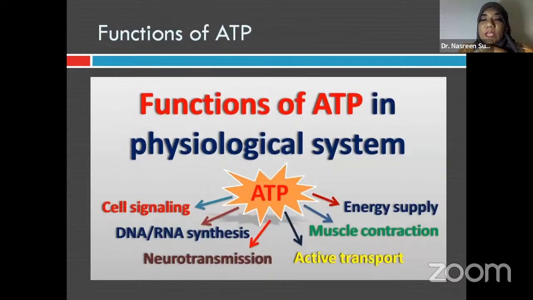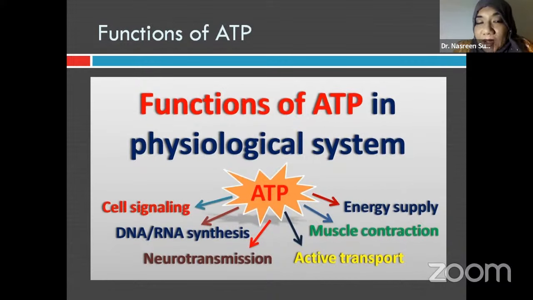Now coming to the last section, that is the functions of ATP. What are the functions of ATP? Just remember this diagram and you have to elaborate it and write. Okay, if I say energy supply, it is the most common chemical form of energy, and it is going to help in the supply of energy to the different cells. It is also going to help in muscle contraction.